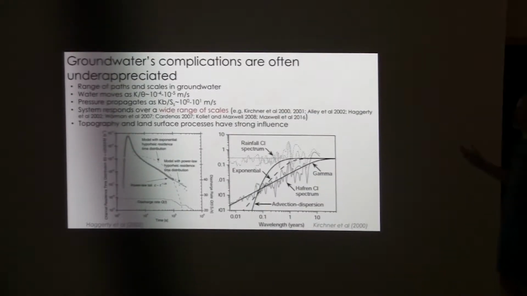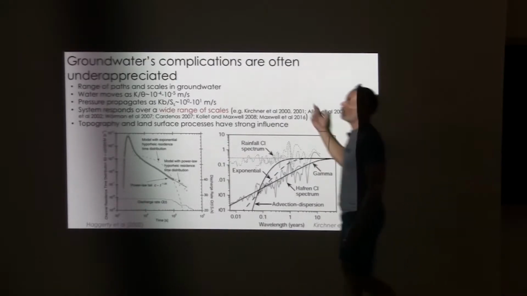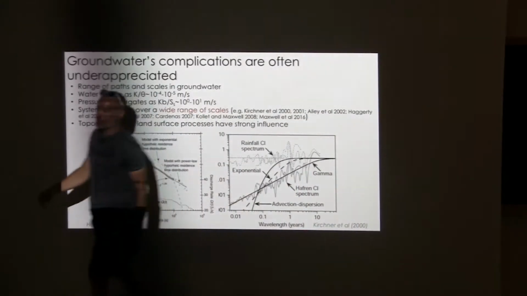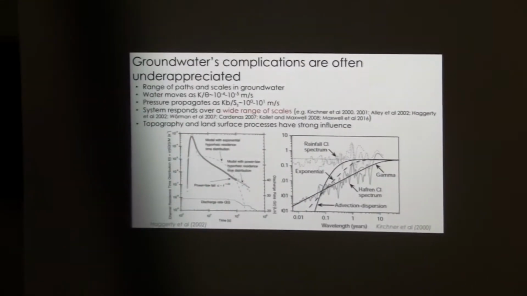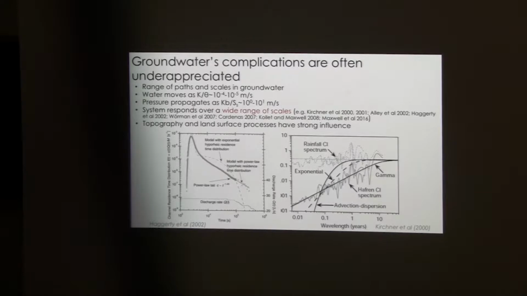And why do we think that this might be important? Well, I maintain that groundwater's role in the hydrologic cycle is really underappreciated. We have a range of paths and scales in groundwater. Water moves really slowly, via Darcy's law, of course, but pressure can move quite quickly in the system. We can have a very fast pressure response in the system. And this creates a system that's been well documented to respond over a really wide range of scales.